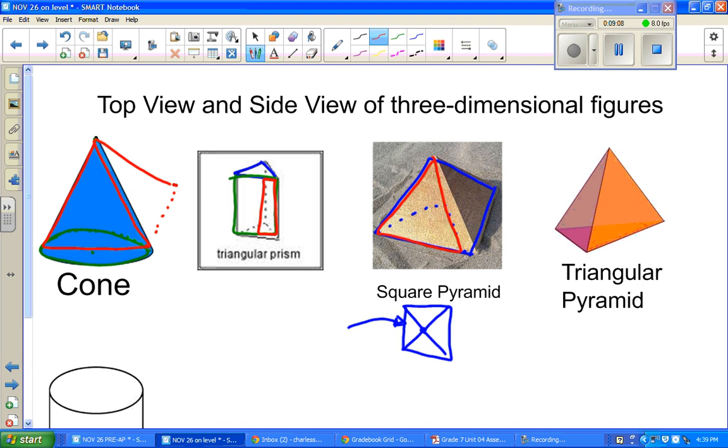Triangular pyramid. The top view of the triangular pyramid.